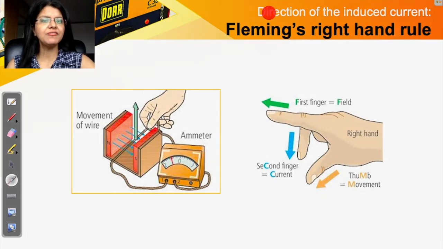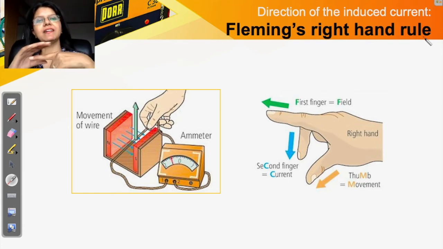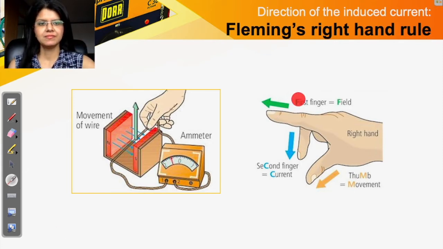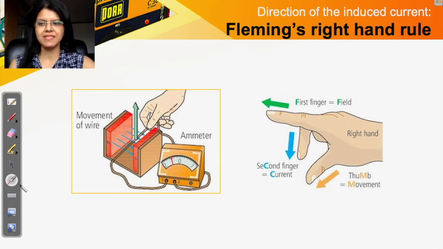Alright, so how do you find the direction of the induced current? You use Fleming's right hand rule. So now we are talking about Fleming's right hand rule. How does it work? The first finger again points your field, F for first, F for field. The second finger again will give you the current, and the thumb will give you the movement or the thrust.